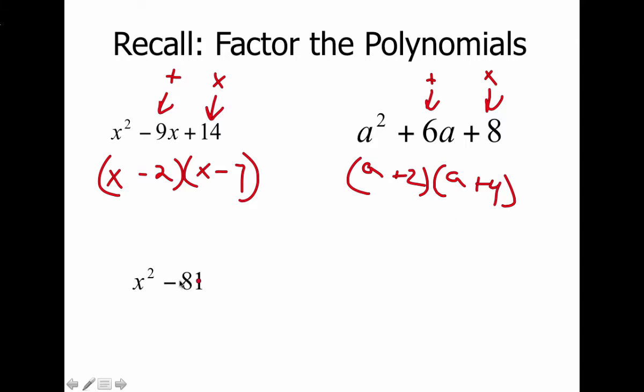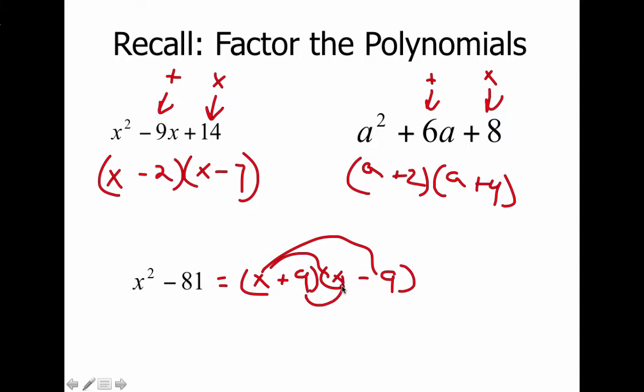Don't forget about these special ones. This is the difference of two squares: something squared minus something squared. Split up the x's. Split up 81 into 9 and 9. One plus, one minus. Remember, the middle term goes away. X squared minus 9x plus 9x, that's where it disappears, minus 81. You can always multiply them back together in order to check your work.